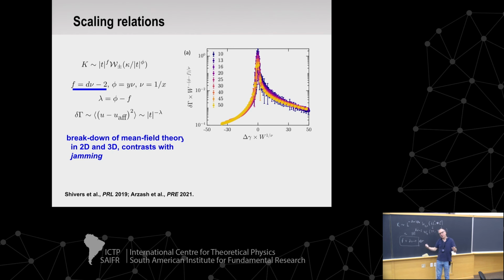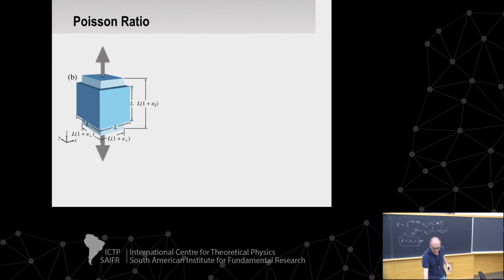And so an interesting implication of that, since it happens in 2D and 3D, is that the upper critical dimension would appear to be higher than 3. And that's very different from jamming. Okay. Now, I know I'm basically out of time, but let me just show you that this has interesting implications for other mechanical things like Poisson ratios.